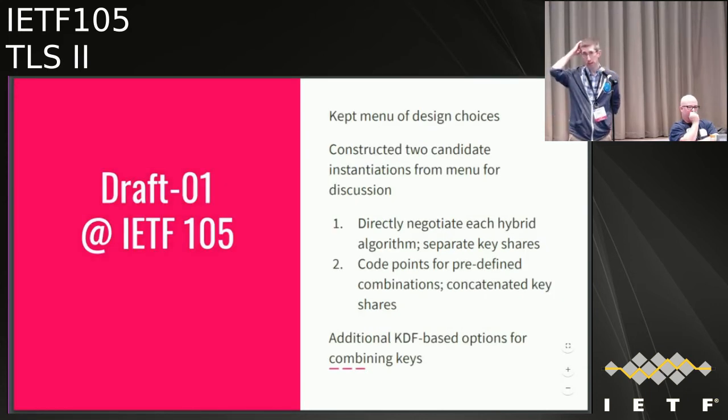In the draft today, there is still the menu of design options, just for reference. We've got two candidate instantiations, which I'll talk through today. The first option directly negotiates each algorithm and separates the key shares. The second follows what some of the implementations have been doing, having code points for each defined combination. We also added a new KDF that was suggested by someone on the mailing list.